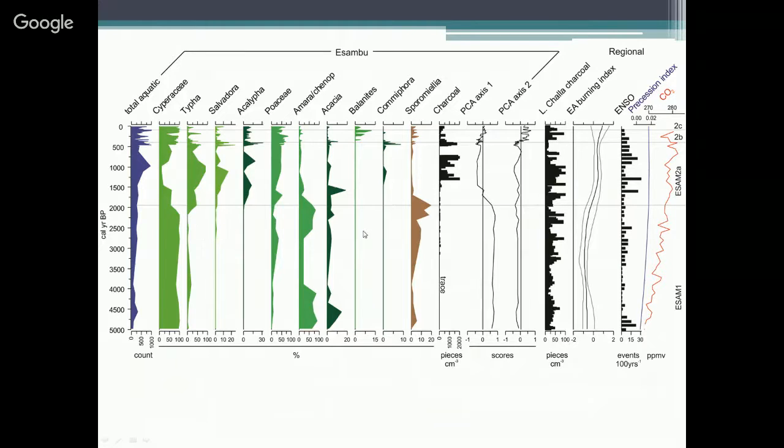Over the last 5,000 years, Amboseli has just been a bush grassland savanna. Sometimes there's a little bit more rainfall than others, and when that happens, the charcoal increases, because there's more fuel for the fire. And when the rainfall is low, there's less fuel, so there are fewer fires.